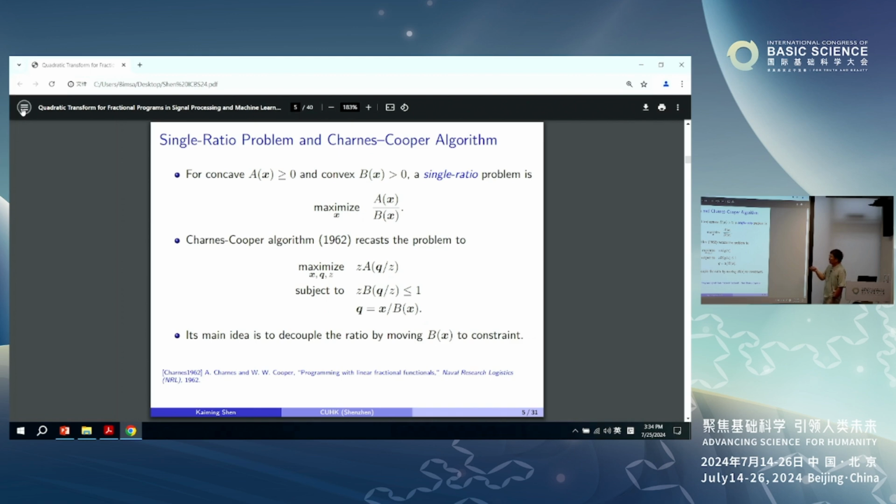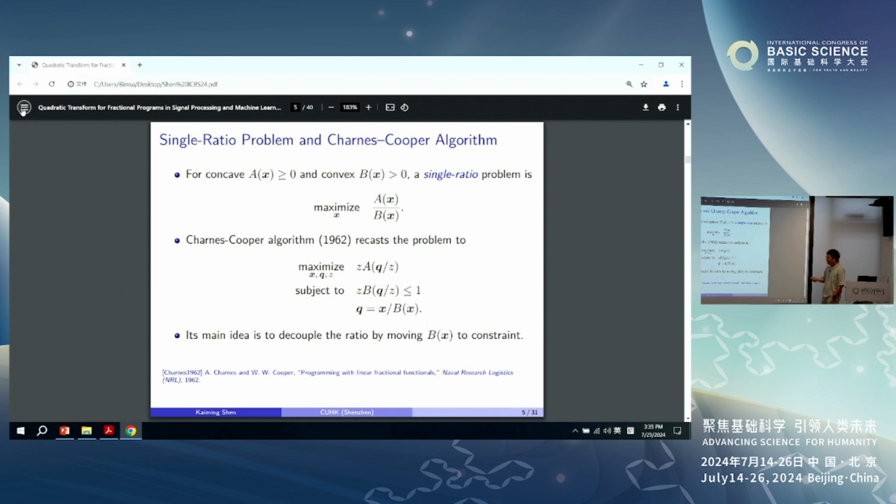Its main idea is to rewrite the problem in this form. As you can see, a is kept in the objective function while b is moved to the constraint. Two auxiliary variables q and z are introduced. It turns out that the new problem is jointly convex in x, q, and z so long as a is concave and b is convex. Therefore, the originally non-convex problem can be converted to a convex problem so that standard optimization tools can be applied to get the global optimality.